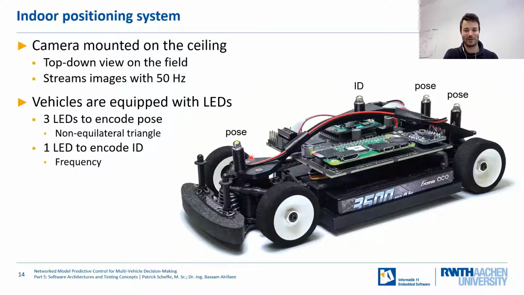So we have 4 LEDs that are flashing on the vehicles. 3 are always on, these pose LEDs, and they form this non-equilateral triangle. So you can also see the orientation of the vehicle if you see the 3 outer LEDs. And then you have 1 LED in the middle, which has a certain frequency, which encodes, you can imagine like a Morse code, its ID.